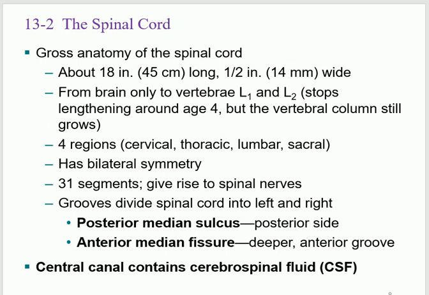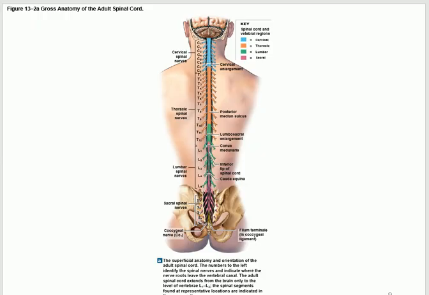Exactly in the middle of the spinal cord, there is a canal at the center for the passage of the cerebrospinal fluid. And this is called the central canal. Look at this here. Cervical, it's 8. Thoracic, 12. Lumbar, 5. Sacral, 5. And coccygeal, 1.